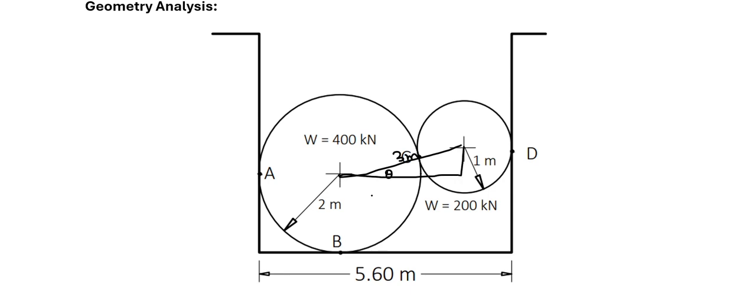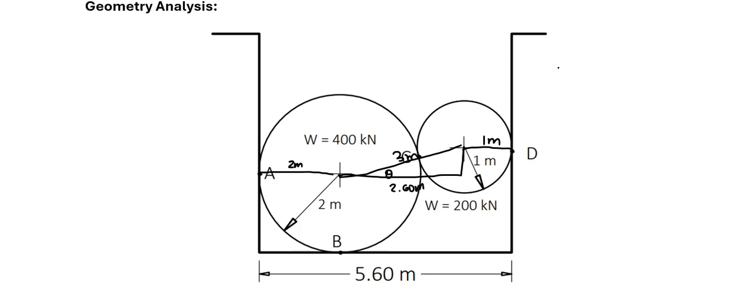So what is left for us is to solve the value for the horizontal distance. That is equal to 5.60 minus the radius of the bigger cylinder, that is 2 meters, minus the radius of the smaller cylinder, that is 1 meter. Therefore, the horizontal distance of the triangle is equal to 5.6 minus 2 minus 1 meter. That is equal to 2.60 meters.